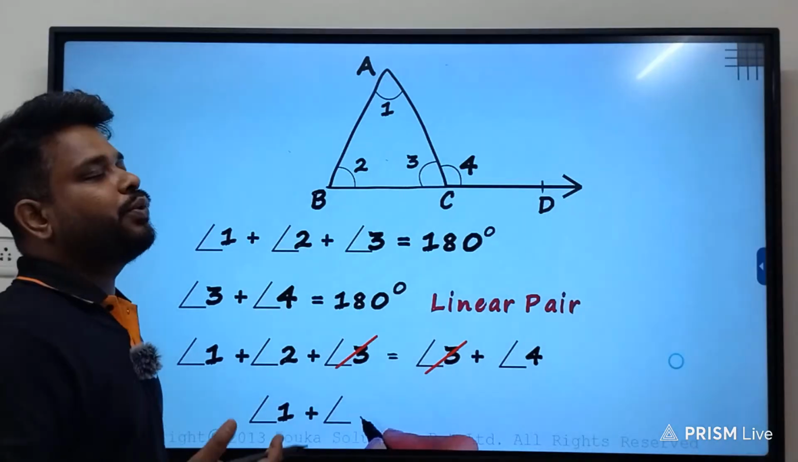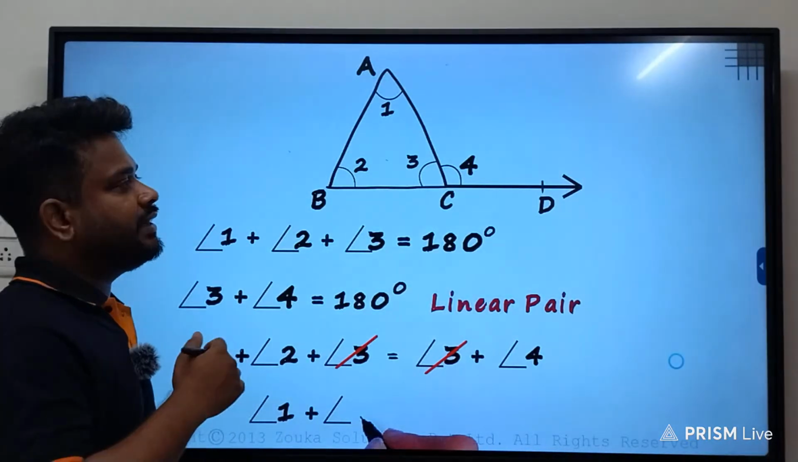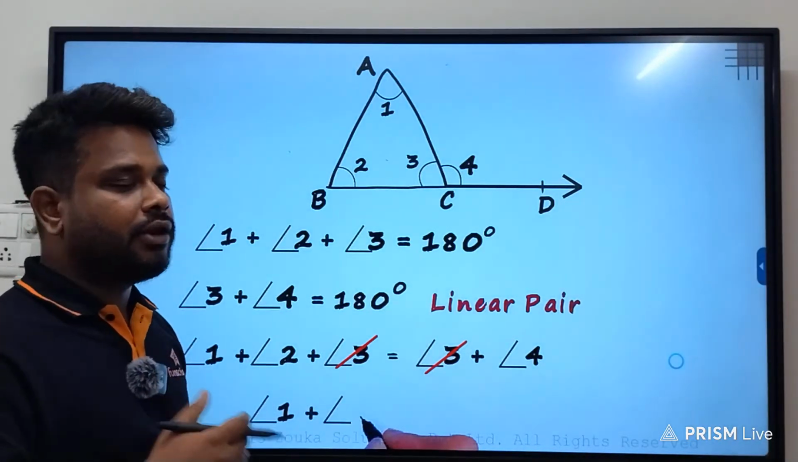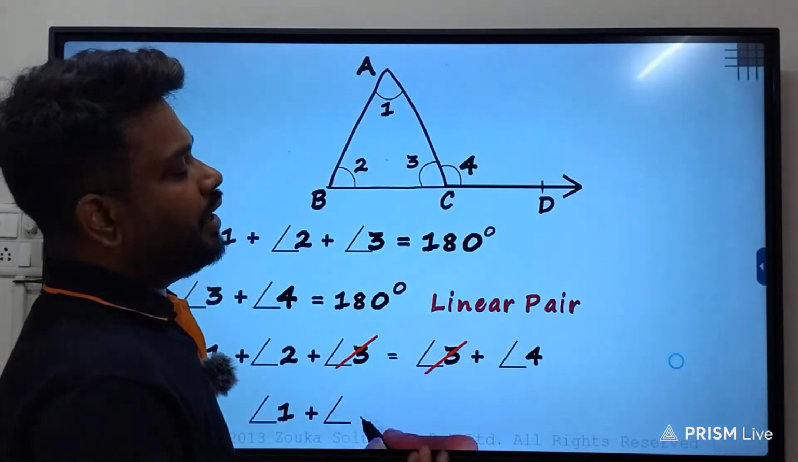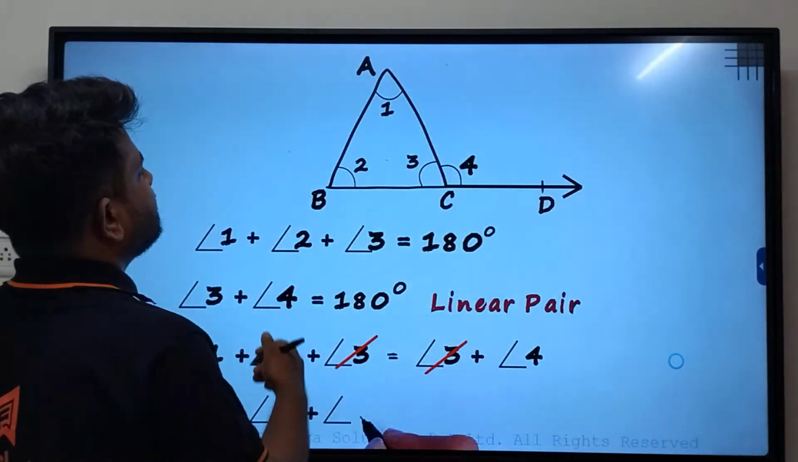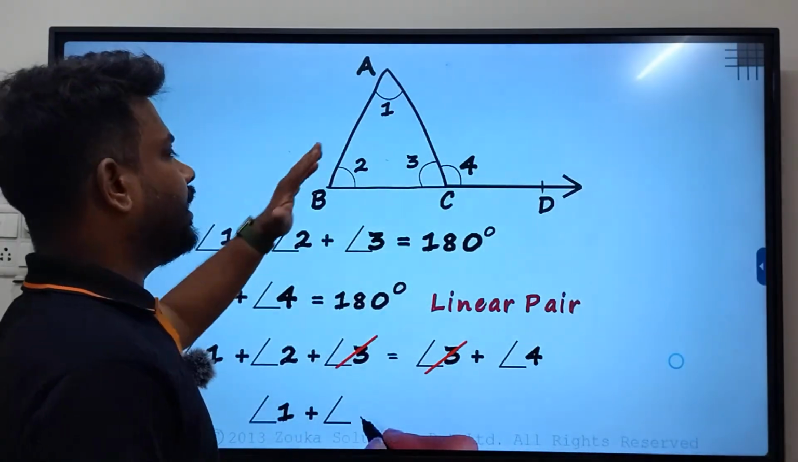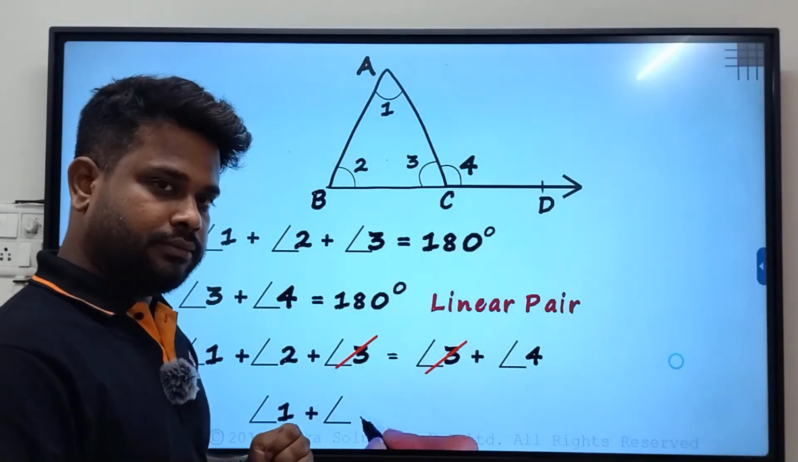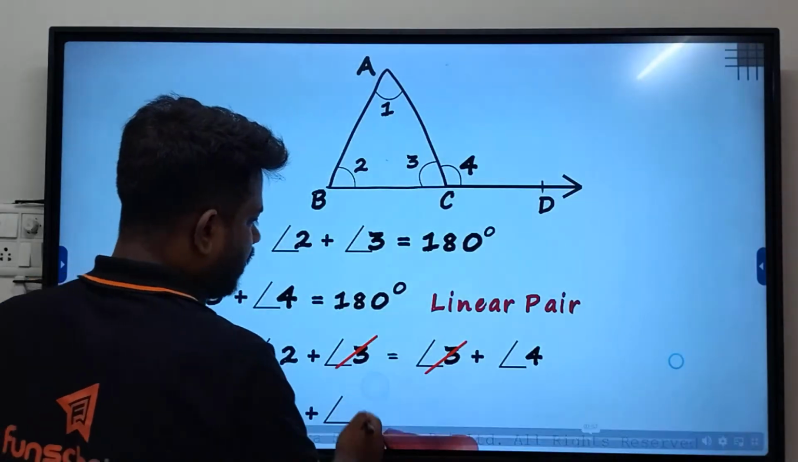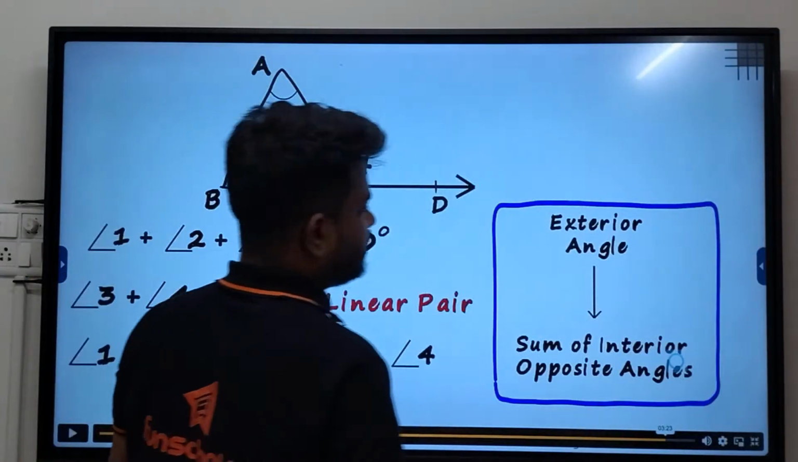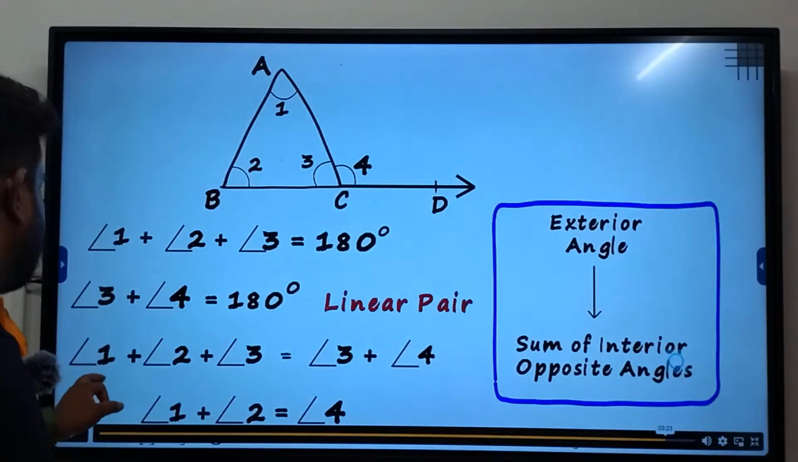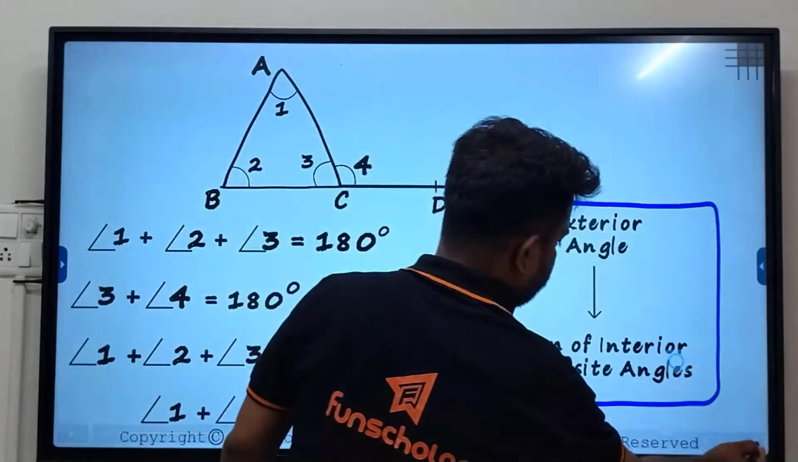Okay, so from this one what we have learned is that the exterior angle of any triangle has a value similar to the sum of the opposite two interior angles of that triangle. Okay, so it's being completed. Now let's go further.